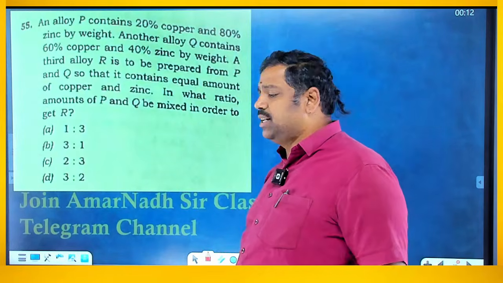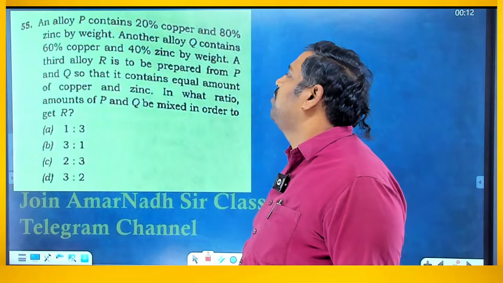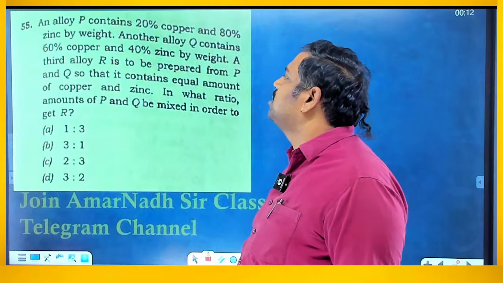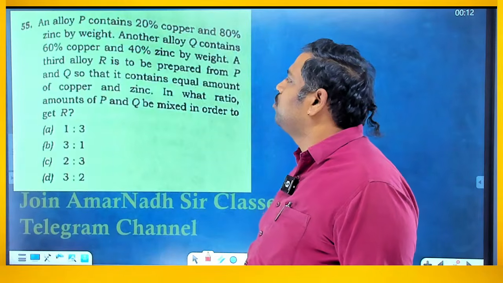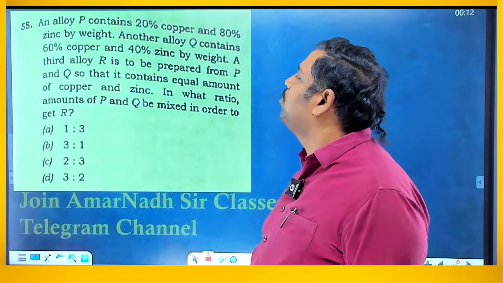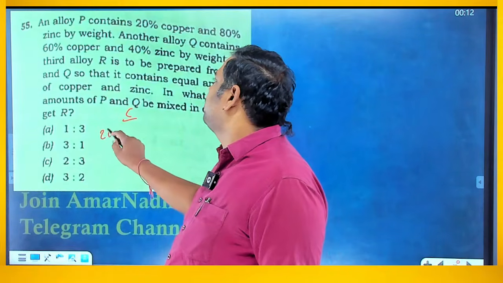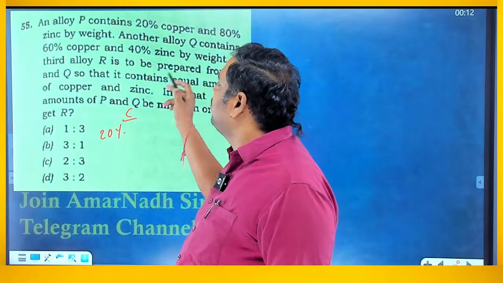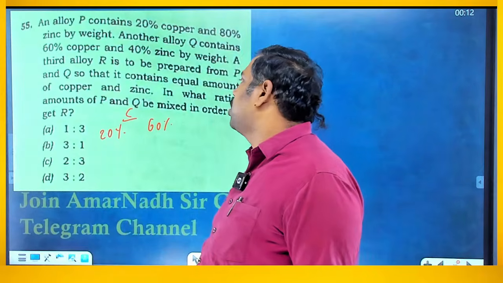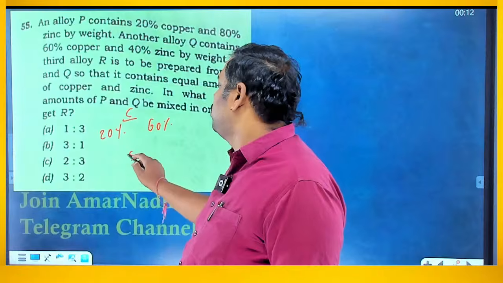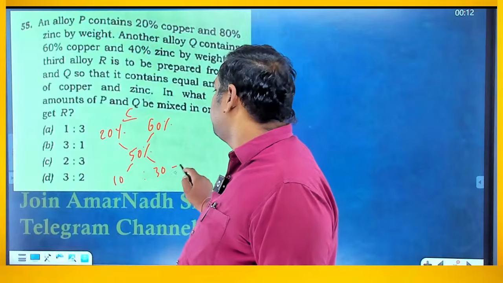This is a funny question we usually discuss in the class. An alloy P contains 20% copper and 80% zinc by weight. Another alloy Q contains 60% copper and 40% zinc by weight. A third alloy R is to be prepared from P and Q so that it contains equal amounts of copper and zinc. See, first one, I'm doing the problem by using copper. First one has 20% copper, whereas second one has 60% copper. Both have equal proportions of copper and zinc, right? So that means copper is only 50%. Go with the difference 10, go with the difference 30. Ratio is how much? 1:3, right?